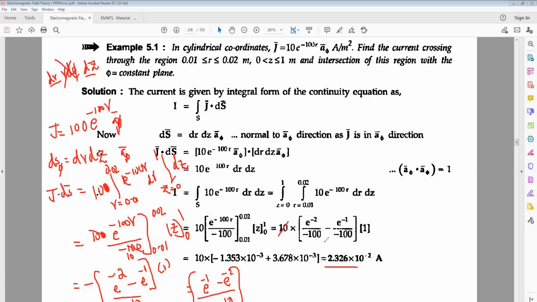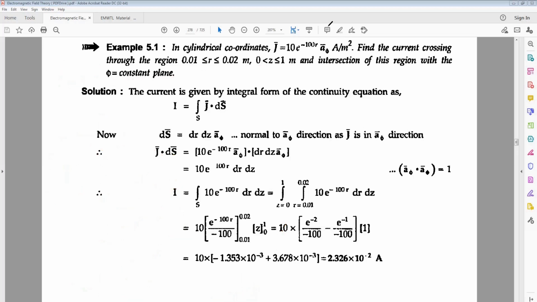Here the 10 is there, take the common 100 here. By 100 you can take a minus value, 10 by 10. So 1 minus, you can multiply here, e power minus 1 minus e power minus 2 by the 10 value. To simplify the function, we get 2.326 into 10 power minus 2. So this is the current crossing through the region of R and Z, in the intersection of this region with the phi constant plane. The next one.